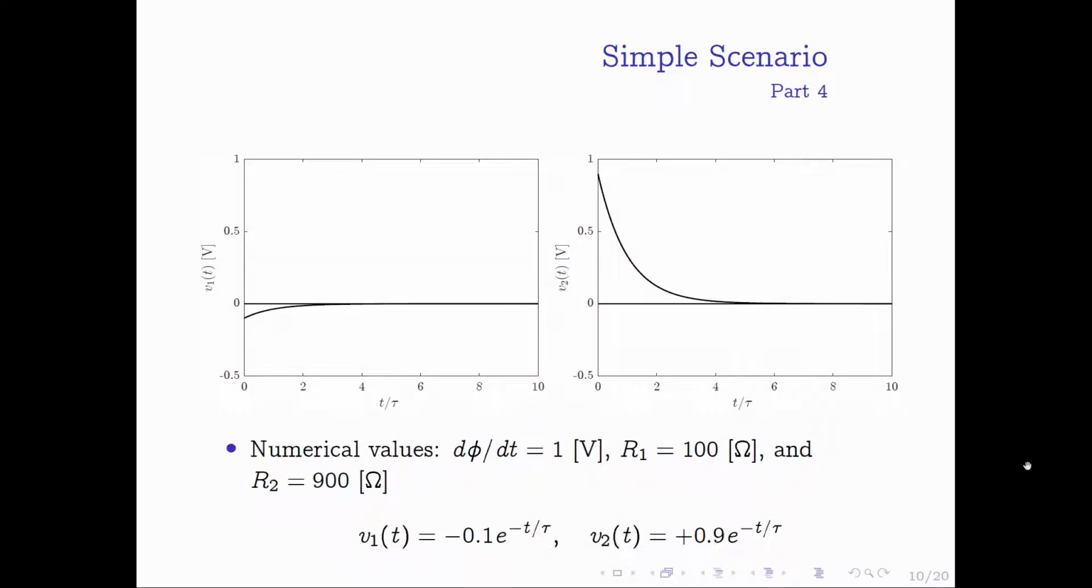If you have watched Dr. Walter Lewin's demonstration, he applied the following numerical values. d phi by dt equals 1 volt, R1 equals 100 ohms, and R2 equals 900 ohms. If we use these values, we obtain the following voltages across each resistor.